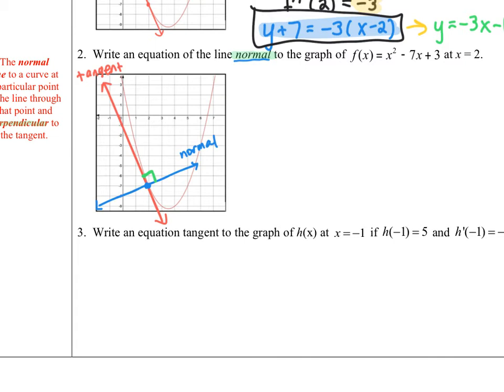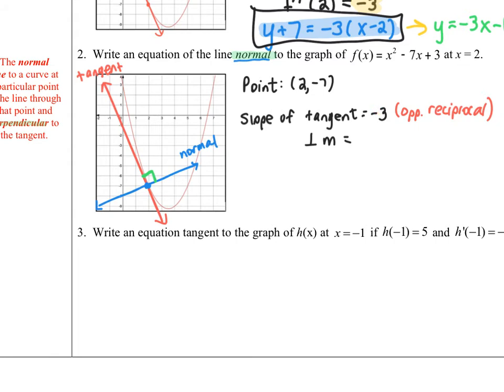So I just need to remember how to do a perpendicular slope. From example 1, I know my point is 2, -7. I know my slope of the tangent line, that's the red one, is -3. To do a perpendicular slope, to get the slope of the blue line, I need to do the opposite reciprocal of that -3. And that just means to switch the sign and take this 3/1 and invert it and call it 1/3. So my normal slope is going to be 1/3.